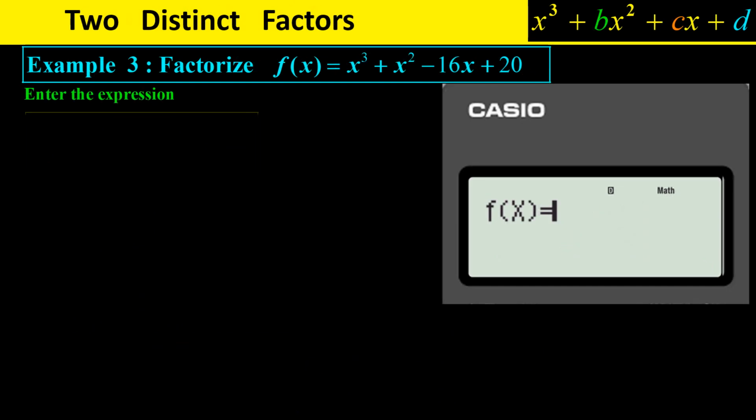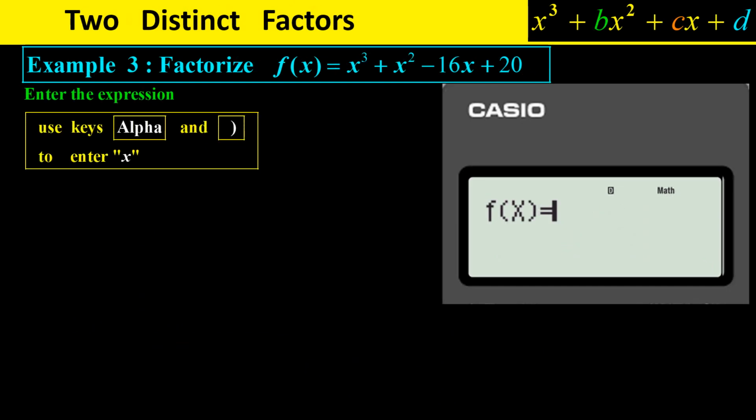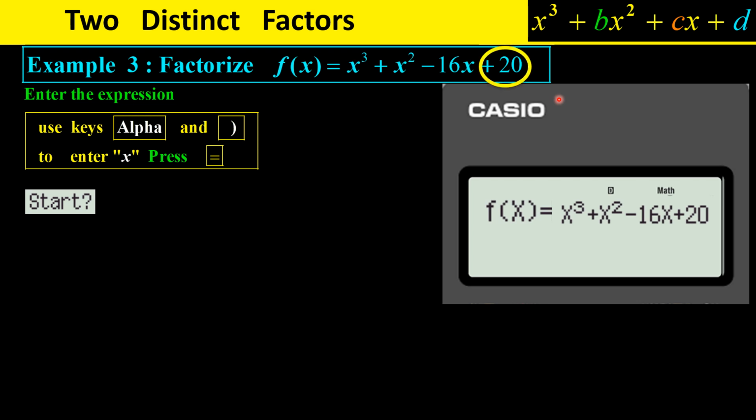We've got x cubed plus x squared minus 16x plus 20. So we first have to enter that expression, and there we've got our expression. Now we press equal, and then we get start. I can see there we've got 20. 20 might be a bit too large there, so to go from negative 20 to 20 might lead to insufficient data. Let's take a smaller factor.